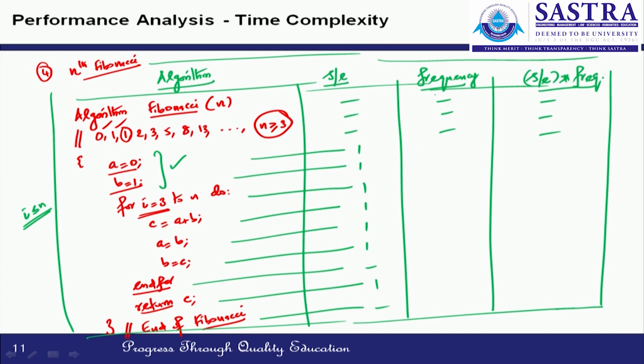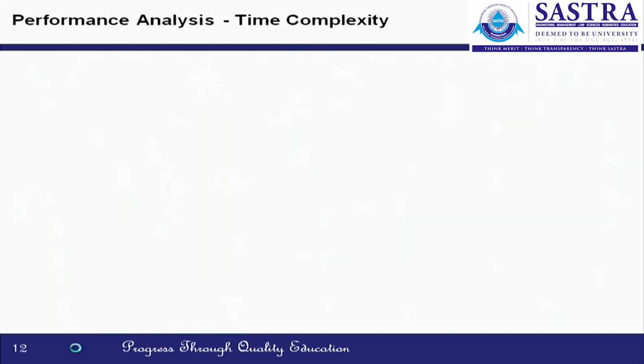Now, construct the frequency column. A is equal to 0, 1 time execution; B is equal to 1, 1 time execution. For I is equal to 3 to n, in the for loop, the condition to be tested is I less than or equal to n. In general, for I is equal to 1 to n do, the condition to be tested is checking if I is less than or equal to n. This is executed for n plus 1 times.